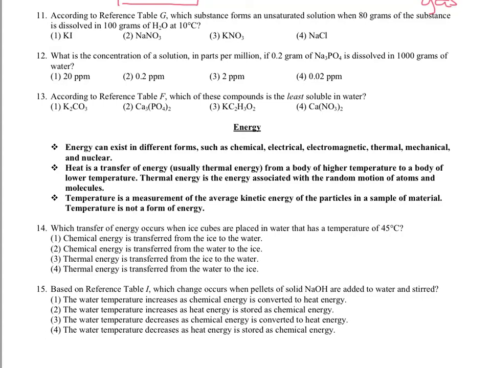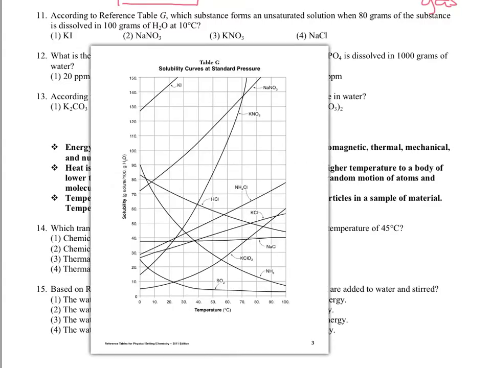Following up with question 11, we were asked to use reference table G. Let's pull it up. So in this question, we are given 80 grams of substance. 80 grams of substance corresponds with the Y value. Here we can see that we have solubility in grams of a substance per 100 grams of water. So in this case, this 100 grams of water is just reassuring us that we're using this exact graph.